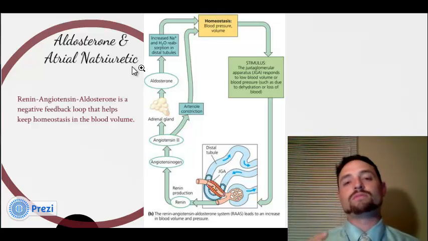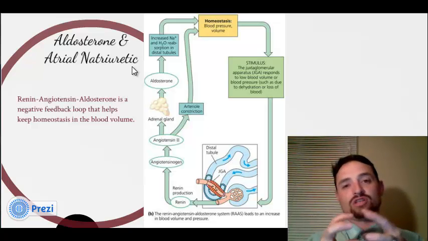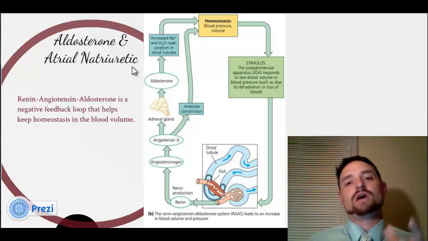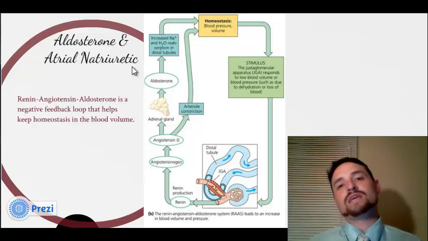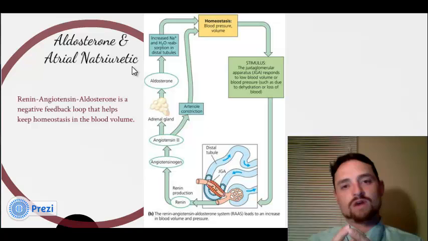The flip side of that is the atrial natriuretic peptide, and I don't have that one on here, but this is from the atrium of the heart. If blood pressure increases, the atrium starts to stretch, so it will release atrial natriuretic peptide, which will cause water to be reabsorbed back into the nephron, and that decreases the volume of the blood and thus decreases the blood pressure. So both of those kind of help keep that homeostasis of just the right blood pressure in those arteries and veins.